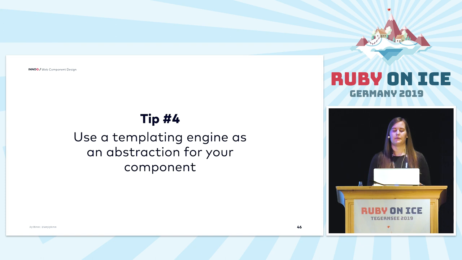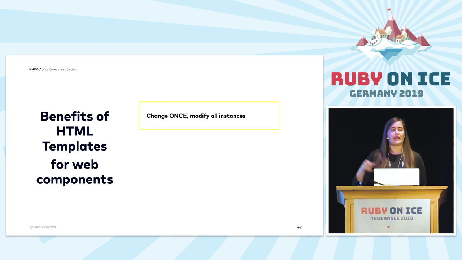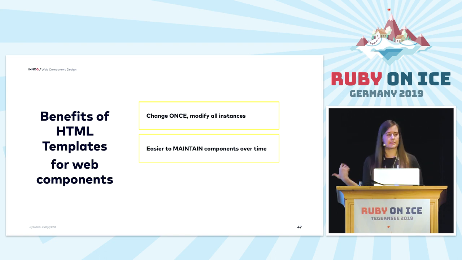So when we're developing our components, we've developed HTML snippets up to this point, and we could just copy them between projects, but this makes it difficult to maintain them over time, because even if I only change the CSS class for my component, or if I add an attribute, I have to change that in all the instances. So to improve on this, I can use a templating engine as an abstraction for my component, so that I can change it once in one place in my project, and it modifies all of the instances. This makes it easier to maintain my components over time.